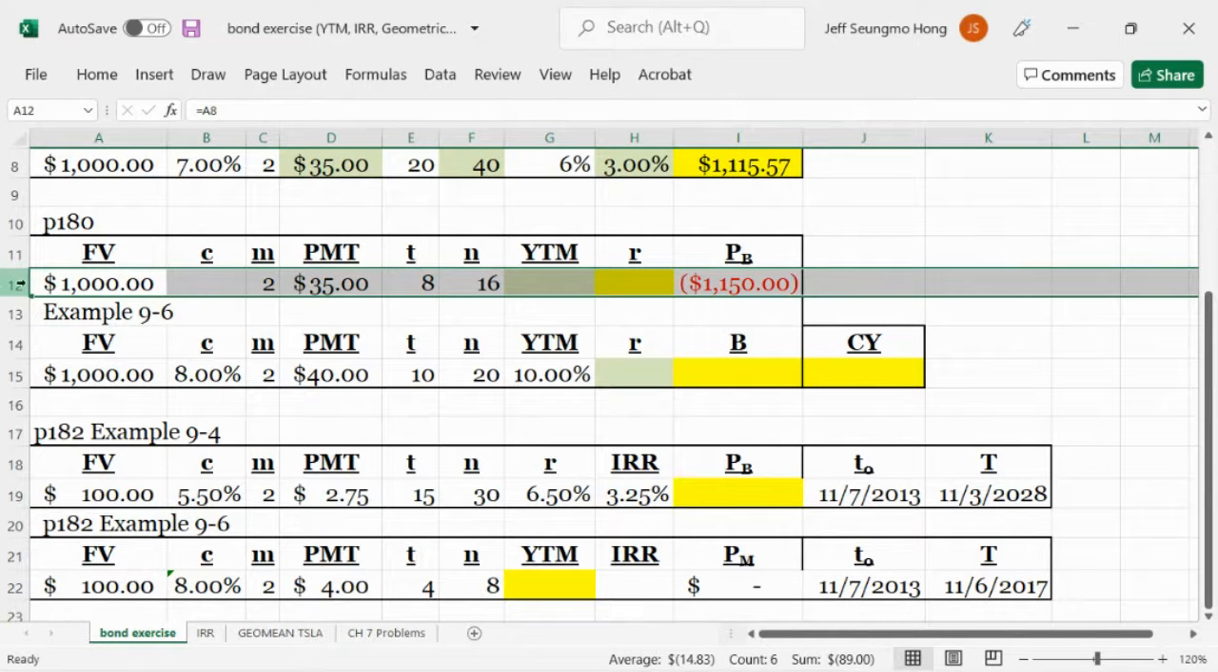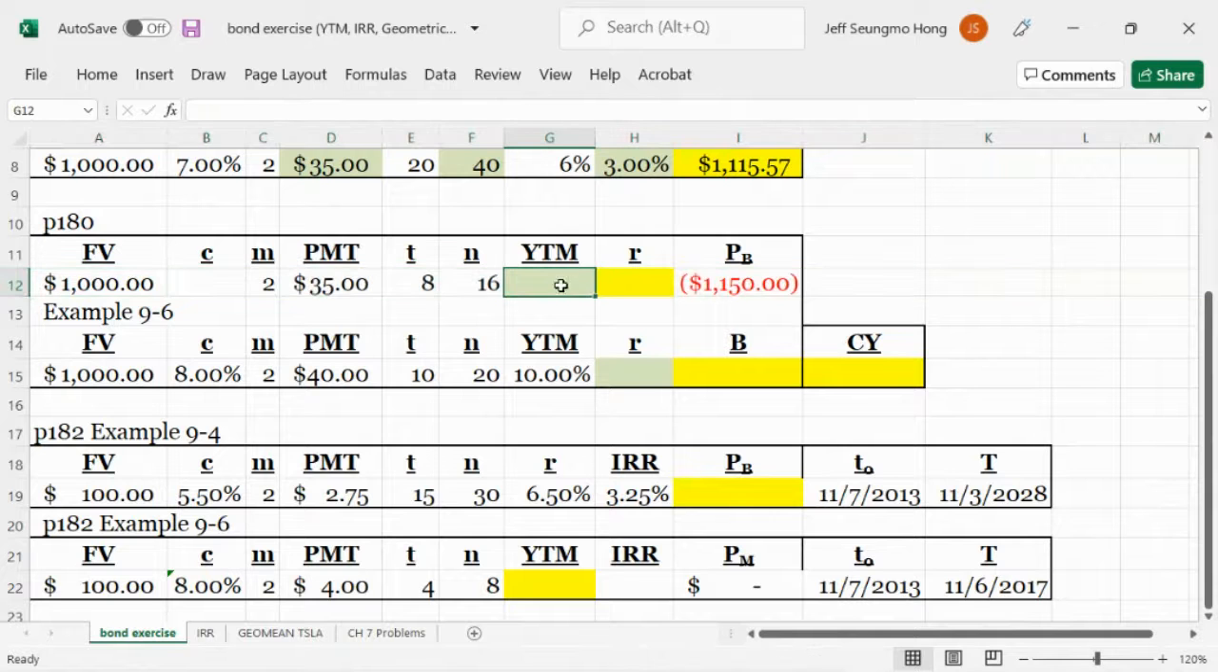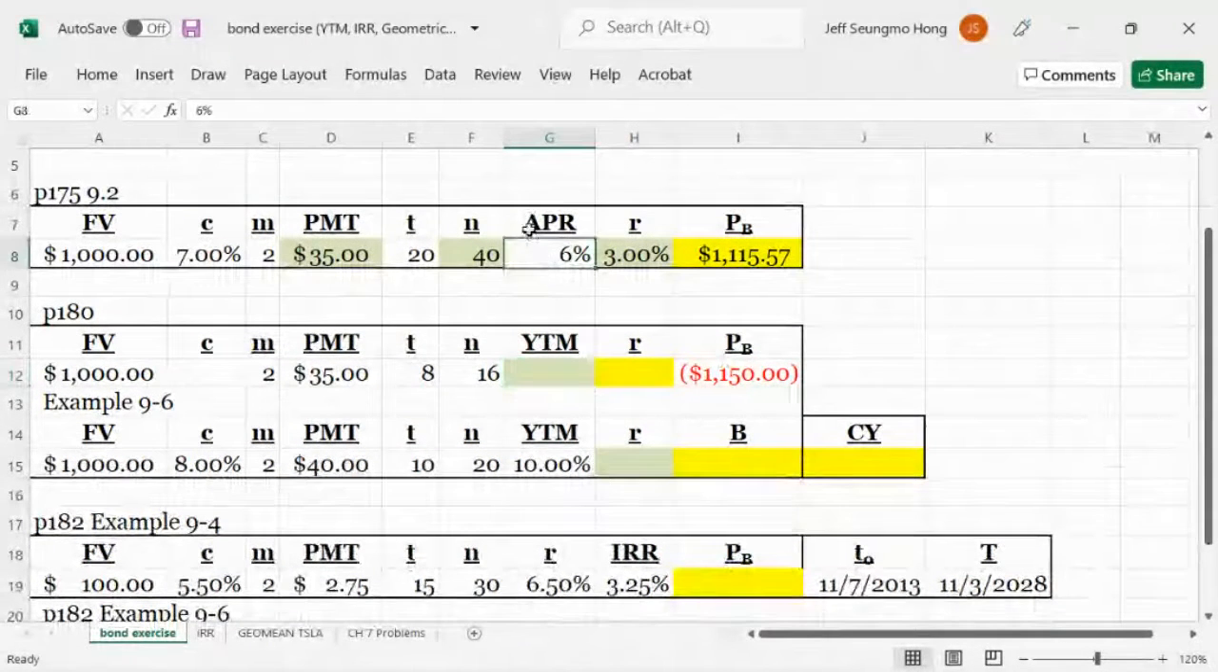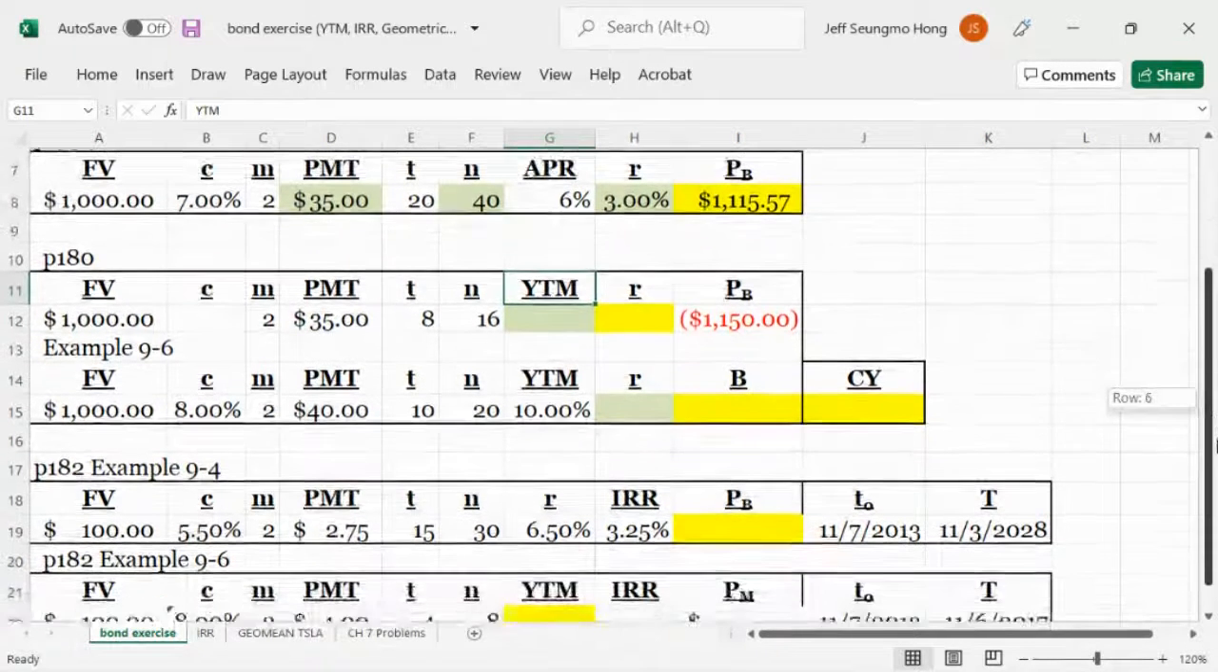This example is about finding R, finding the rate, and then yield to maturity. Now, in the previous example, this was called APR, but again, that's the annual rate, the discount rate. All the rates must be annualized. So that's why I put APR there. But this time it is called yield to maturity.